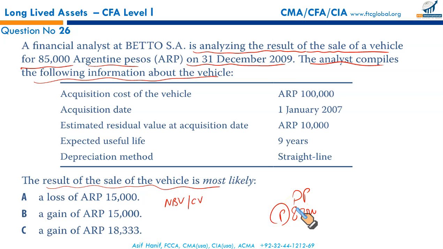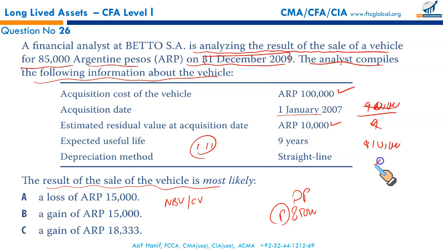We need to calculate the net book value. For this, we have been given the detail. This is the original acquisition cost. This is the estimated salvage value. 100 minus 10, that is 900,000 pesos, 90,000 pesos. And since it will last for 9 years, it means yearly depreciation is 10,000 pesos. The asset has been used for how many years? From 1st January 2007 to December 31st 2009: 2007, 8, 9. 3 years. It means 3 years of depreciation will be 30,000.